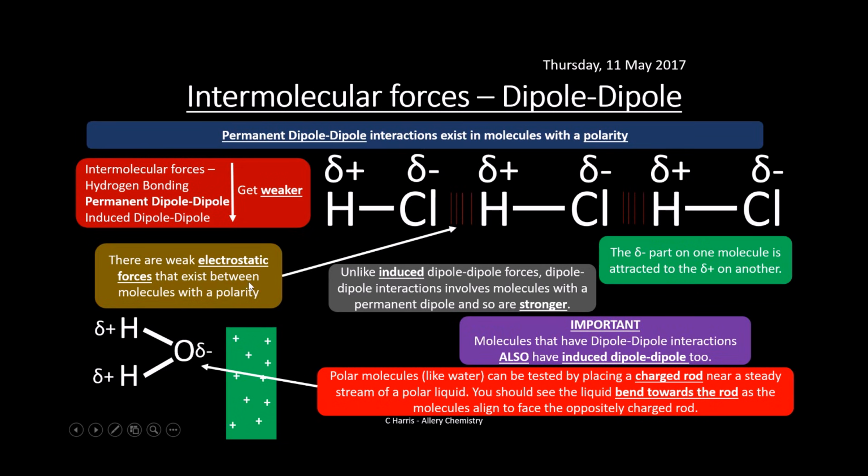Right, we can test these polar molecules really easily. If we take the polar molecule, run it through a burette, and you get a thin, steady stream of this polar molecule. If you place a charged rod near it, what should happen is it should bend towards the rod. So basically the polar molecules will align themselves against this positively charged rod, in this case the delta negative oxygen, they all align, and basically the water will bend towards this rod. Okay, so make sure you know that this is a test for polar molecules.